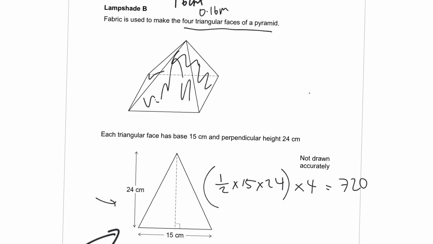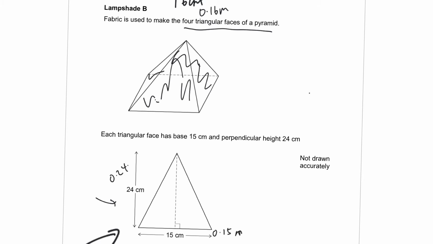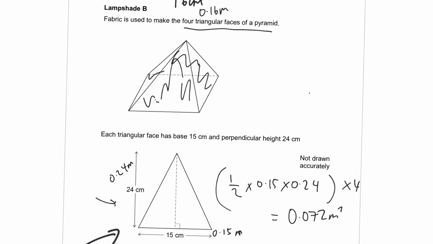But again, the same thing here, that is given in centimeters. So you can either do the 720 and then divide by 100 squared, or again, just convert everything to meters. And I'm just showing you both ways, so you know that there are usually more than one way to work out things. So that'll be half times 0.15 times 0.24, and then all multiplied by 4. And then your calculator should leave you with 0.072 meters squared.